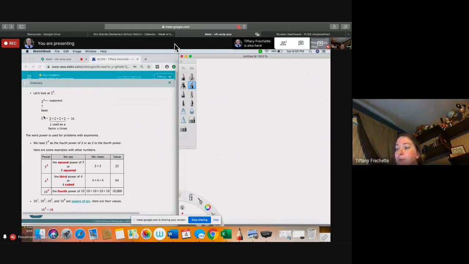But anyway, 2 to the 4th power equals, and what I like about this one is it shows you how many 2's are there. 1, 2, 3, 4. It doesn't mean 2 times 4. It means 2 4 times. So it means you write 2 down 4 times, and then you put a times symbol between each of them.